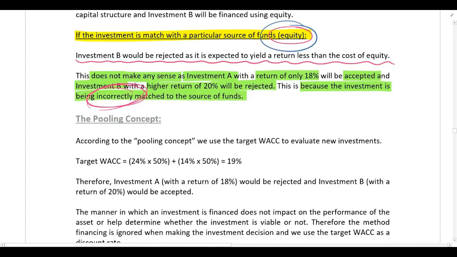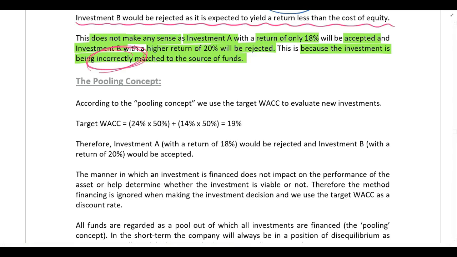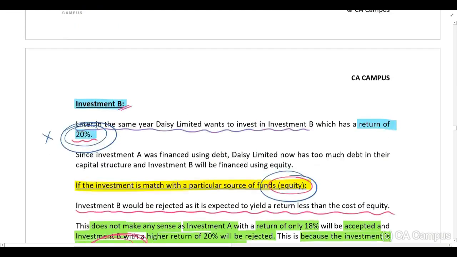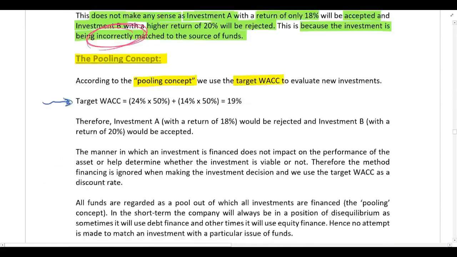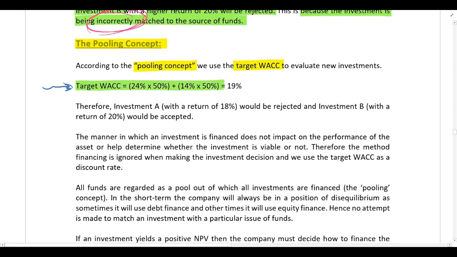So let's look at the logic behind why we do that. And this is referred to as the pooling concept. Now, according to the pooling concept, we use the target WACC in order to evaluate new investments. So let's calculate the target weighted average cost of capital for this company. Remember, in order to calculate the target weighted average cost of capital, we use their target capital structure. So we're going to take the cost of debt multiplied by 50% and the cost of equity multiplied by 50%. And that will give me the target weighted average cost of capital.